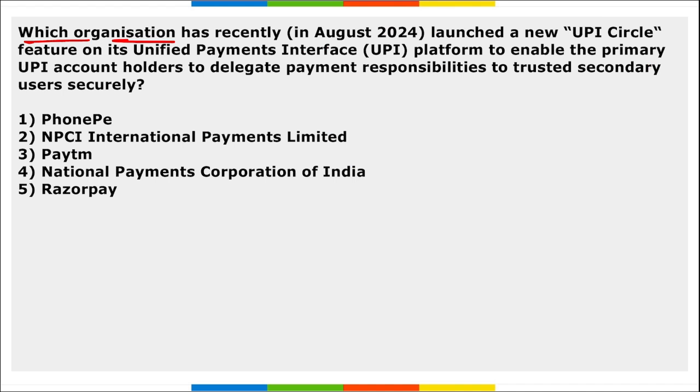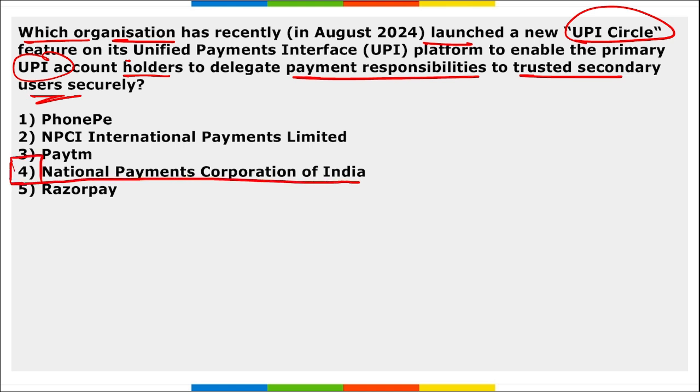Next, which organization launched new UPI Circle feature on their UPI account holders to delegate payment responsibilities to the trusted secondary users securely? So, which is that organization that has launched this UPI Circle? It is National Payment Corporation of India. They have introduced this UPI Circle, that is a new feature that will allow the primary account holders to delegate their payment to secondary users who are trusted.